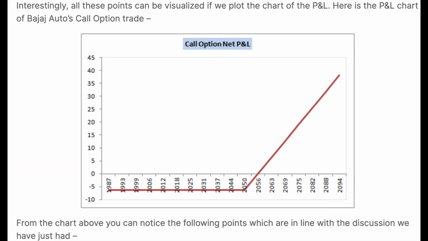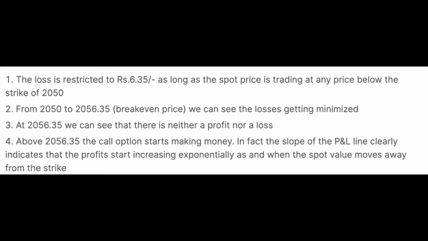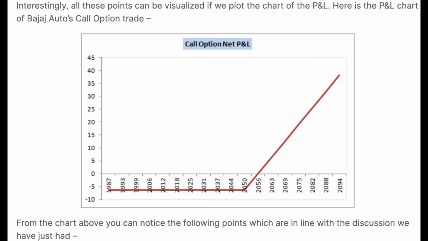Interestingly, all these points can be visualized if we plot the chart of the payoff. Here is the payoff chart of Bajaj Auto's call option trade. From the chart you can notice the following points, which are in line with the discussion we have just had. The loss is restricted to Rs 6.35 as long as the spot price is trading at any price below the strike of 2050. From 2050 to 2056.35, the break-even price, we can see the loss is getting minimized. At 2056.35, we can see that there is neither a profit nor a loss.